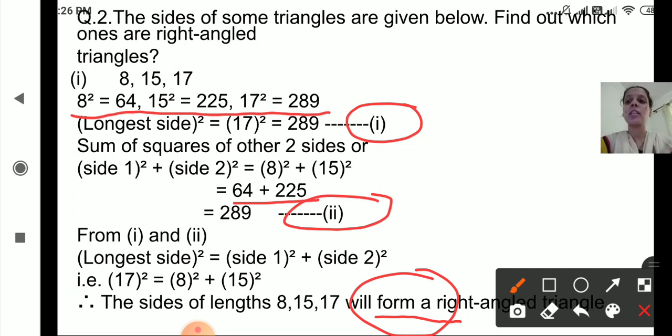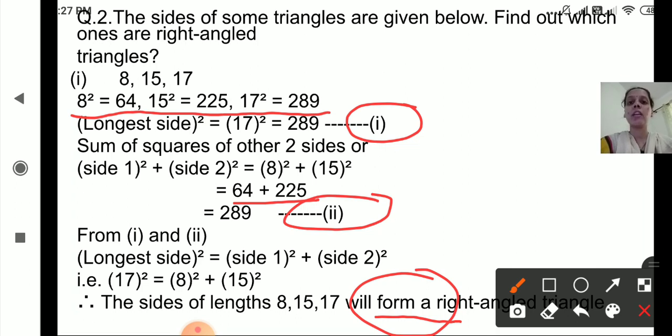So because of this, the sides of lengths which are given, 8, 15 and 17, will form a right angle triangle. If from 1 and 2 the longest side square is not equal to the sum of the squares of the other two sides, then you will write will not form a right angle triangle. Now here this is equal, so we'll write will form a right angle triangle.